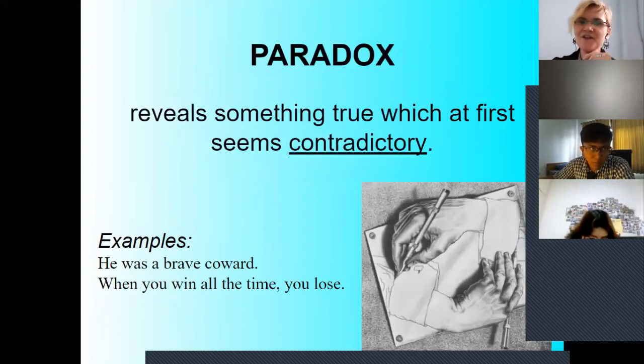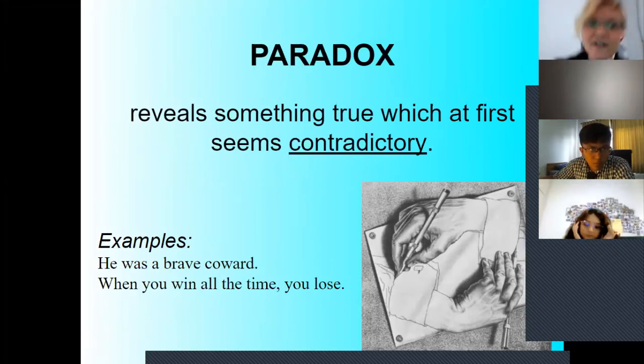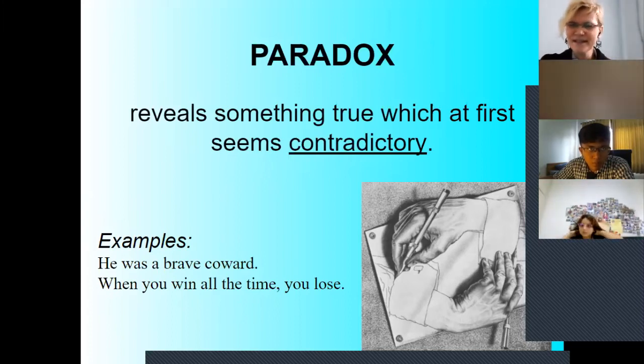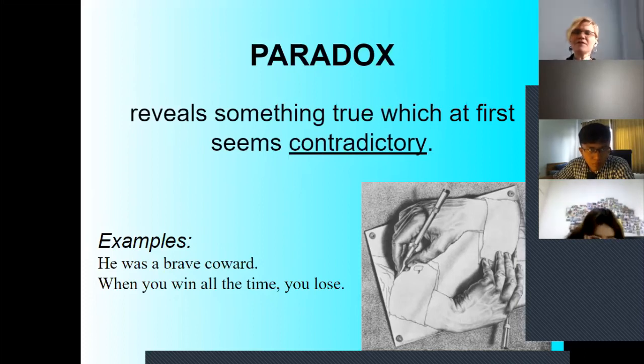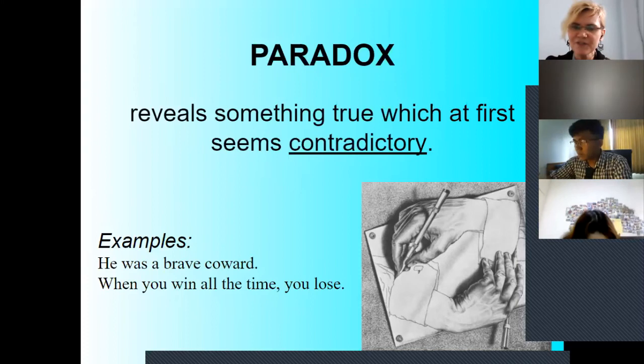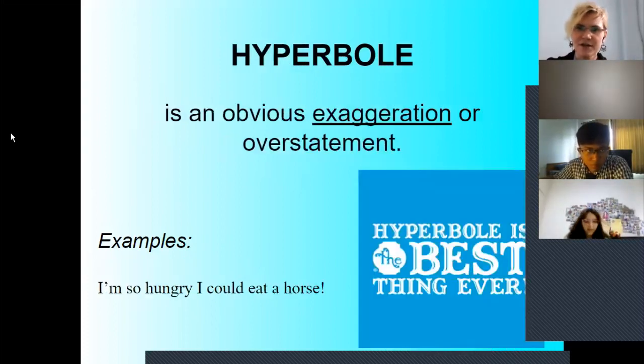A paradox reveals something true which at first seems a contradiction. He was a brave coward. If you look at it, brave coward, that's weird. He's brave, but a coward? How does that work? That's a paradox. A paradox and an oxymoron are very similar. The difference is that a paradox is mostly in a sentence and an oxymoron not necessarily.